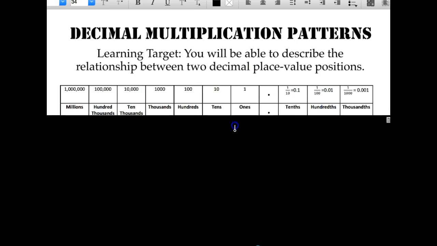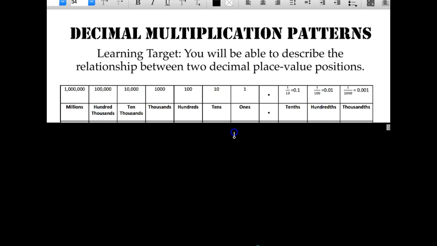Hey everyone, today we're going to be talking about decimal multiplication patterns when we're looking at a place value chart. So your learning target for today is that you will be able to describe the relationship between two decimal place value positions. That means when we're looking at our place value chart here, we see we have the tenths, hundredths, and thousandths. I want you to be able to see what the relationship is between these place values.